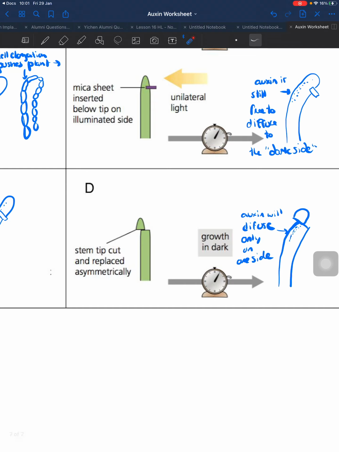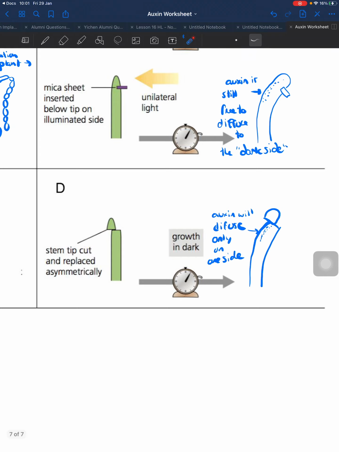In this case, it's in the dark, so no light, and we just cut off the tip and scooted it over a little bit. So in this case, the plant will grow this way, okay? Why does it grow that way? Well, there's all this auxin up here, but the only spot it can diffuse down is just this half side of it, right? So all that auxin there causes these cells to elongate, pushing it that way.